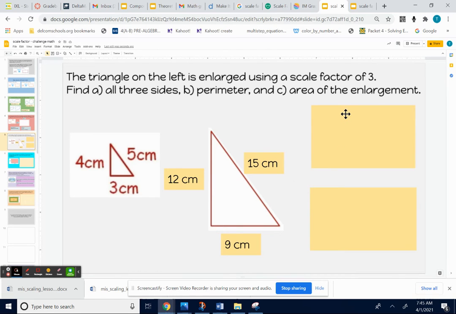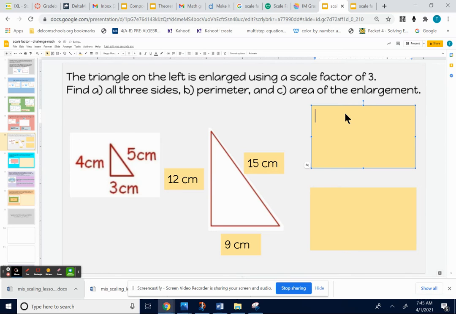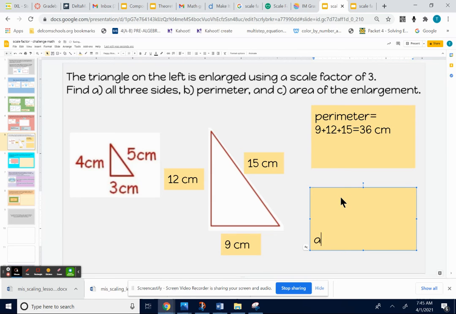Okay, now to find the perimeter and area. The perimeter, we just add up the 9 and the 12 and the 15. Okay, that's 36 centimeters. Okay, the area of a triangle is 1/2 times base times height. Okay, so it's going to be 1/2.